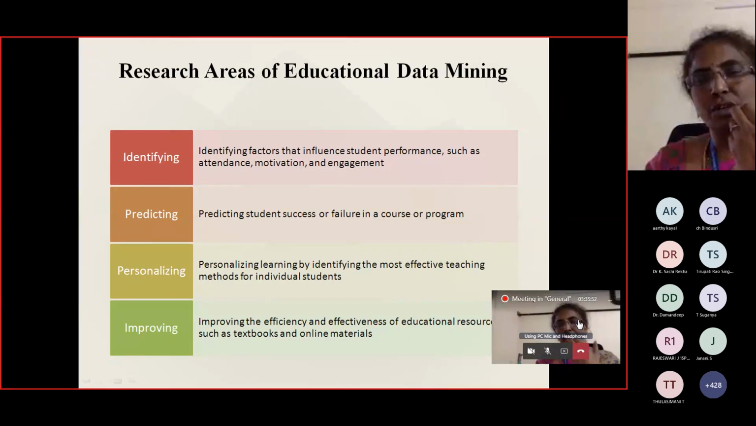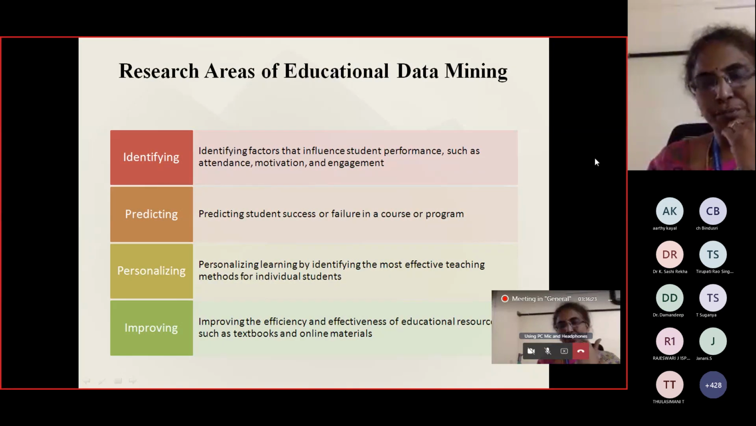That is, whether the student is going to be successful in completing the course or not. We can also predict the dropout students. We can also predict the CGPA of the students. All these kinds of predictions we can do with this data. And not only that, we can personalize the learning to the individual level.